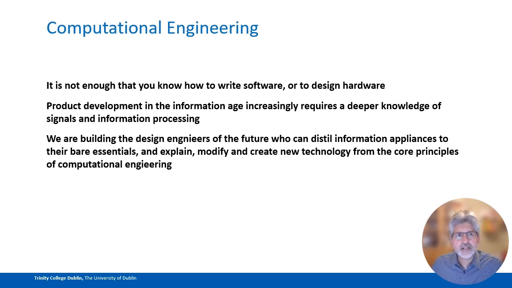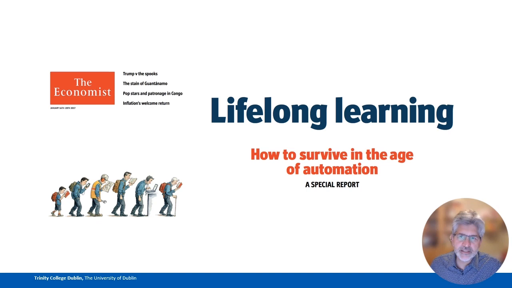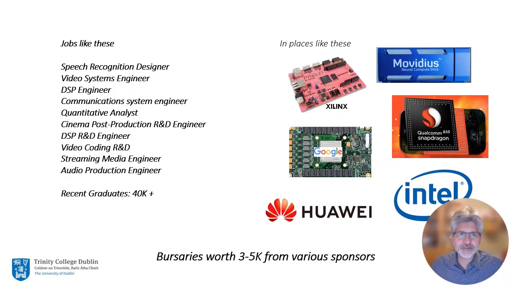And this is what we call computational engineering. So we are building the design engineers of the future who could distill information appliances down to their bare essentials and modify or create new technology from these core principles of computational engineering. And okay, I guess the subtext here is all of these things together help you survive as an engineer in this new age of automation. And I've been using this headline from The Economist since 2017 to encourage my students to think about the impact of automation on their lives.